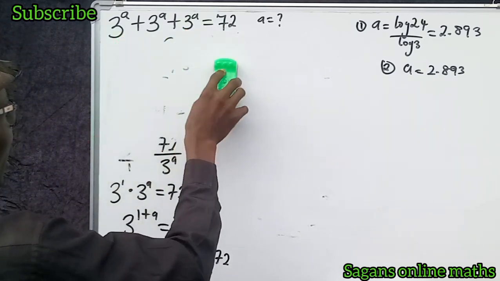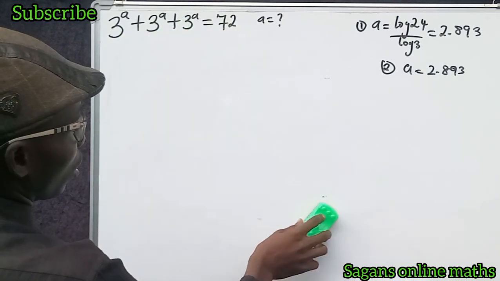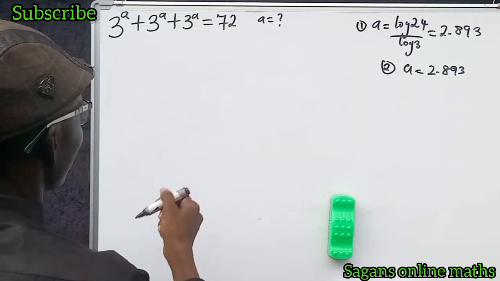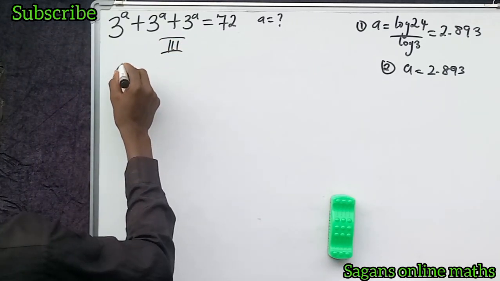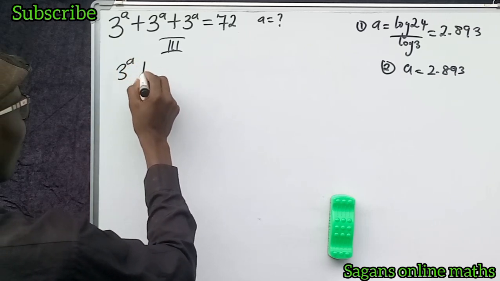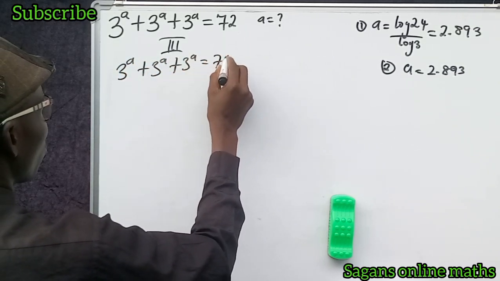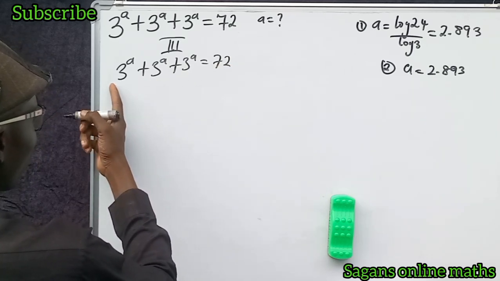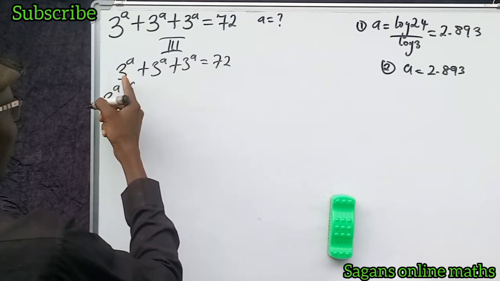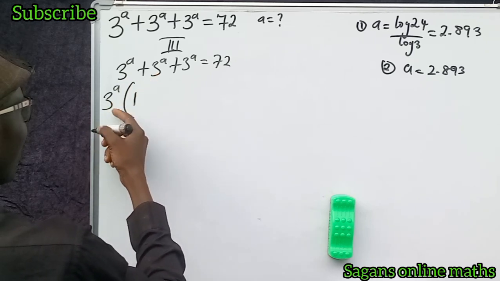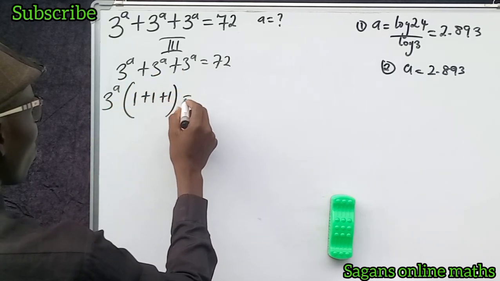Now let's consider case 3, right? From case 3, we are given that this is 3 to the power of a plus 3 to the power of a plus 3 to the power of a equals 72. If we can observe from here, what is common is 3 to the power of a. We'll factorize this. Divide this by this, we have 1. Divide this by this, we have 1. Divide this by this, we have 1.